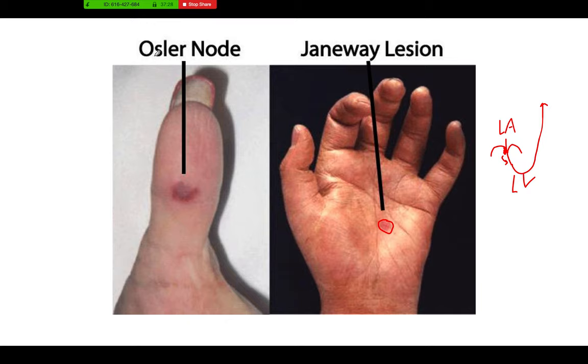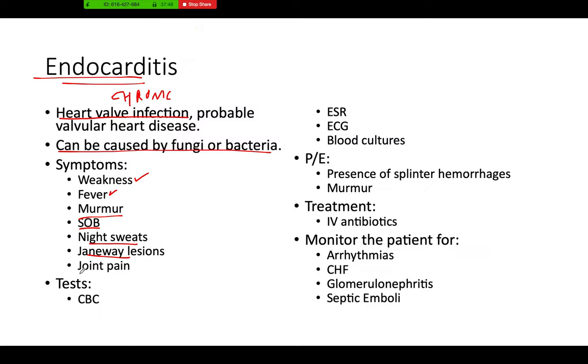Okay. The other thing you can see is an Osler node, and Osler nodes are painful. The way you remember this is ouch, Osler. It has essentially the same etiology. It's just a little bit more bacteria manifested infection here, and so it's a little bit more painful. It's going to be raised rather than flat like the Janeway lesion. Okay. Great. So joint pain, as some of those bacteria get lodged into the joints, we can have a little bit of pain. The tests we would like to do in this case: a CBC is helpful.